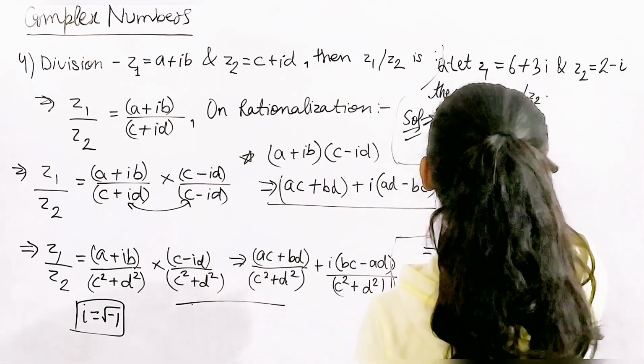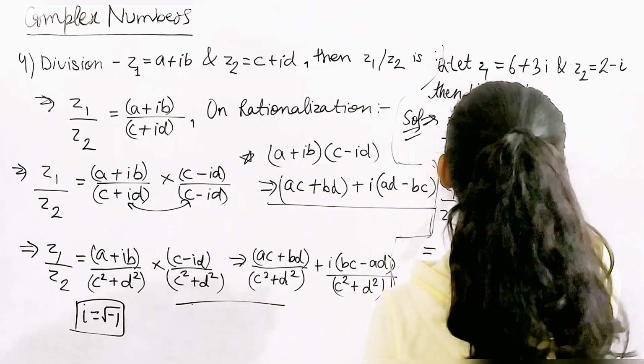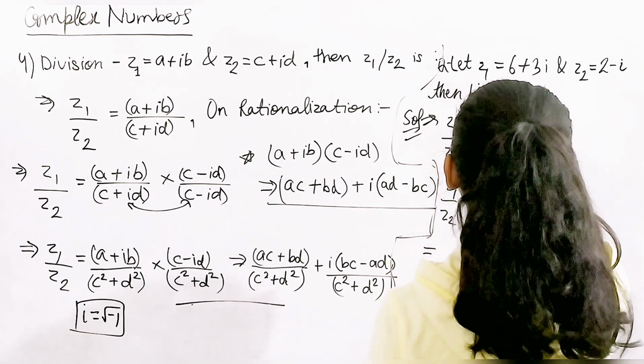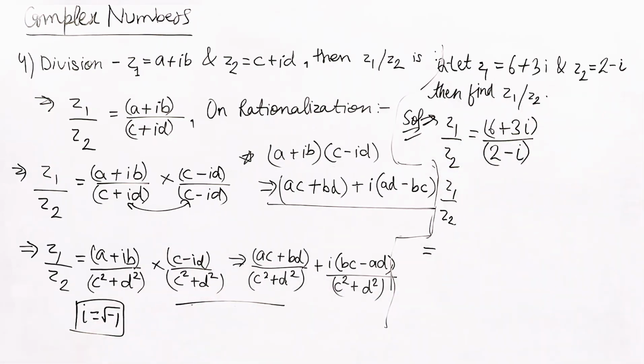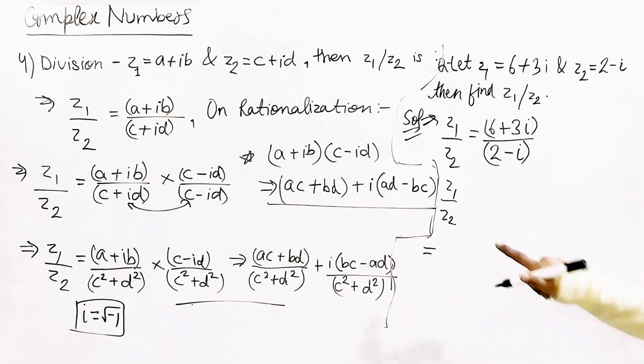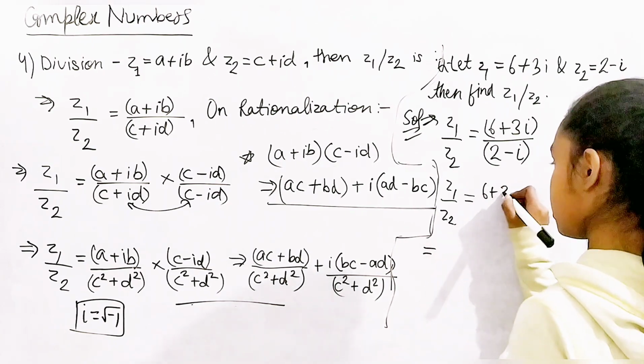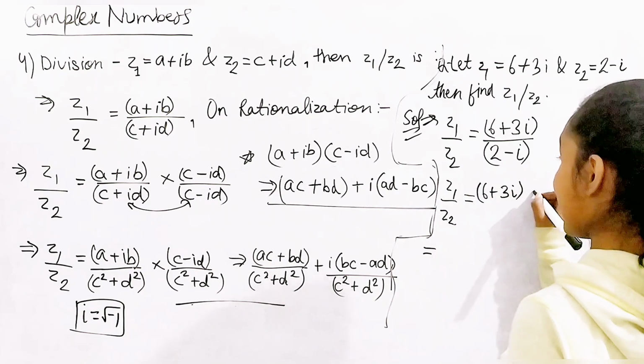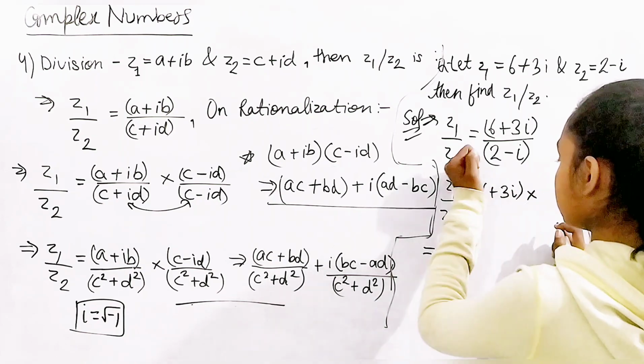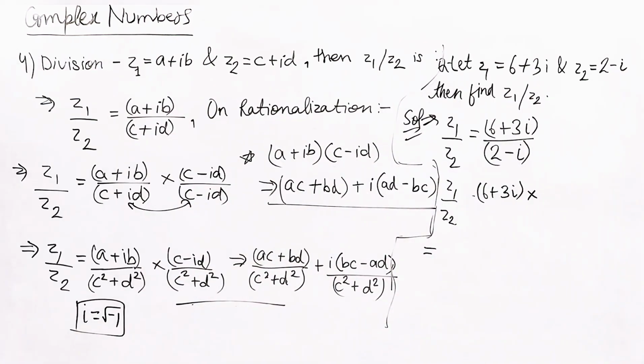So Z1, what is it? 6 plus 3 iota upon 2 minus iota. Okay, this is what we're having, right? So the next thing I'm going to write is, what do we have in Z1 by Z2? So I'm just directly going to write it this way. It's going to be 6 plus 3 iota into, oh, I'm just going to rub it with this duster. I'll clean this and let's move on.